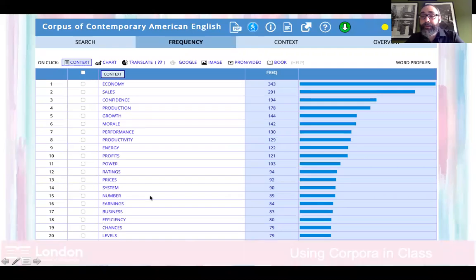Economy is by far the most frequent collocate. But as you said, confidence, morale, mood was somewhere there, I think, okay, but sales, production, self-esteem possibly, okay, somewhere. But economy is by far the most frequent collocate, okay? So again, one thing is what our instinct tells us, and another thing is what reality, let's say, tells us, okay? What the corpus tells us about the words.